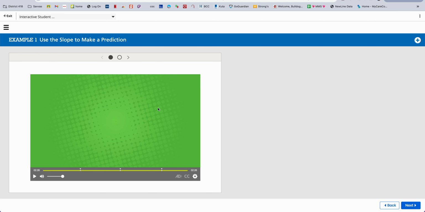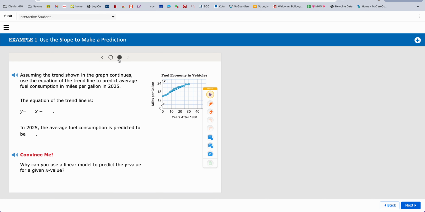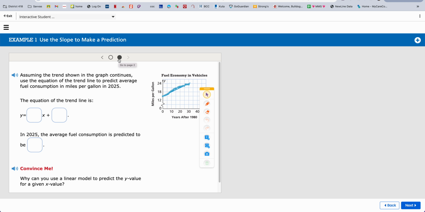Okay, so we're gonna do this. We're gonna look at a scatter plot. We're gonna put a trend line on it, or look at the trend line they have drawn for us usually, and we're gonna write the equation that goes with it. Okay, so here it is. Assuming the trend shown in the graph continues, use the equation of the trend line to predict average fuel consumption in miles per gallon. So this is our graph.